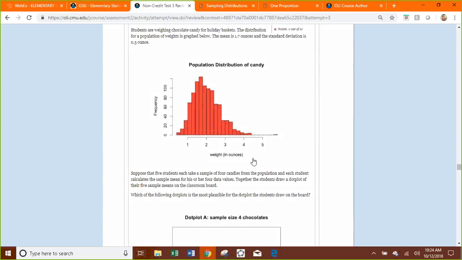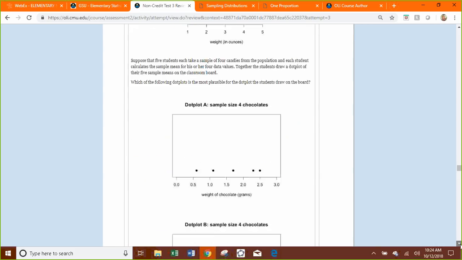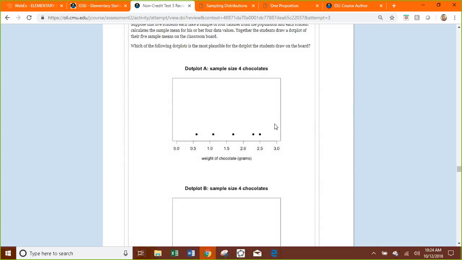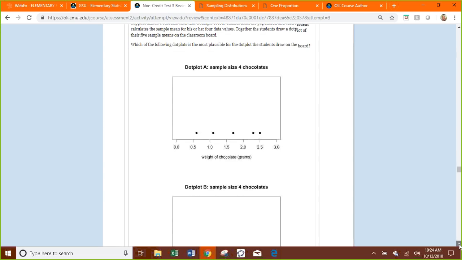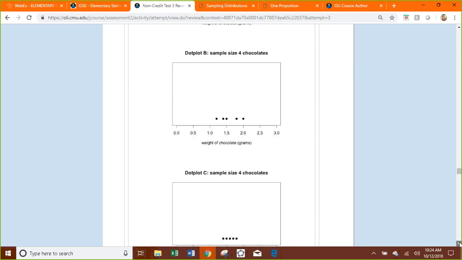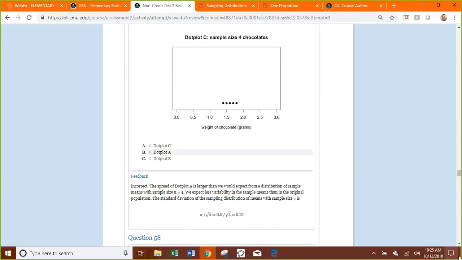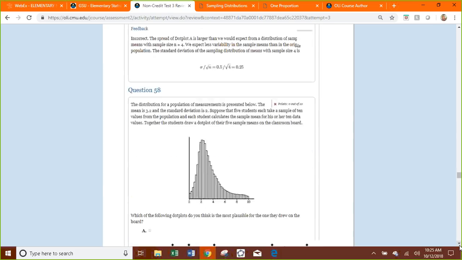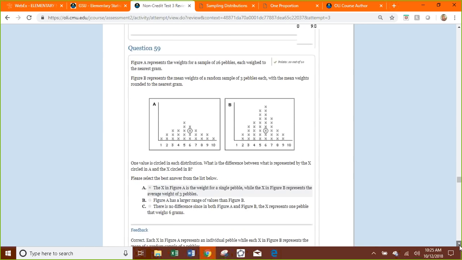So with this question, we have our population, a sample with a standard deviation of 0.5. So in a sample of size 4, we would expect slightly less standard deviation. So that would make sense. We have our data spread out here. It will be a little bit less variable. So I would say it is dot plot B. Definitely not C.